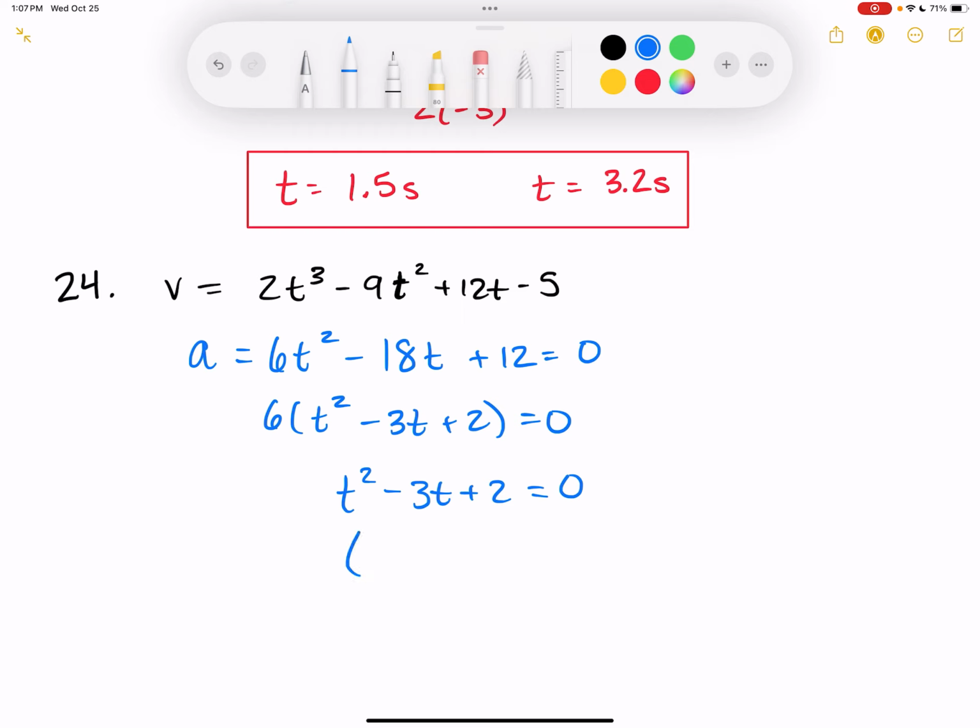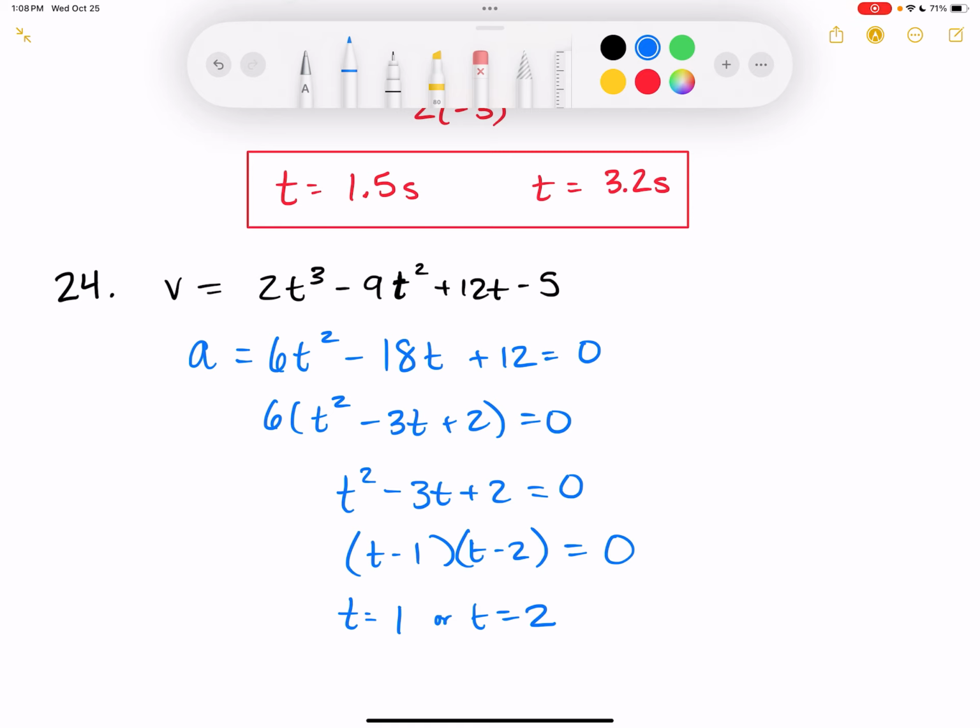Oh, you gotta give me some. I'm prepared. There's always going to be a follow-up question. We're gonna go with, yes, t minus 1, t minus 2. So that means t is equal to 1 and 2. T equals 1, t equals 2. Am I done? I wish, but probably not.